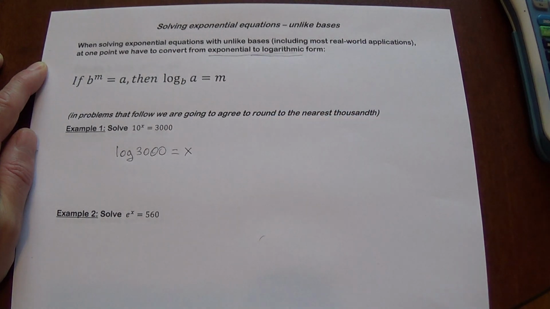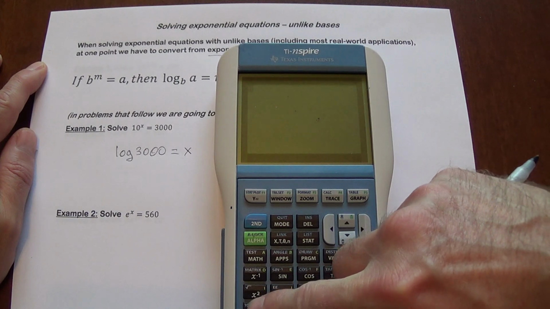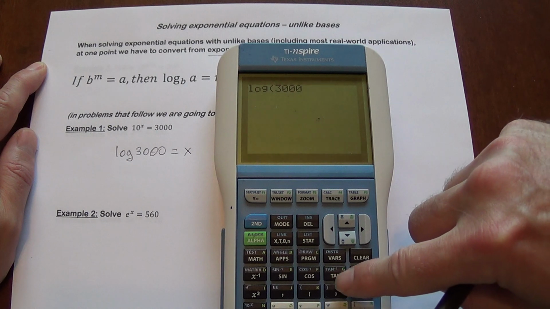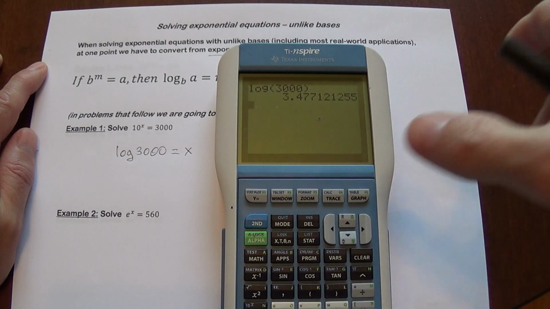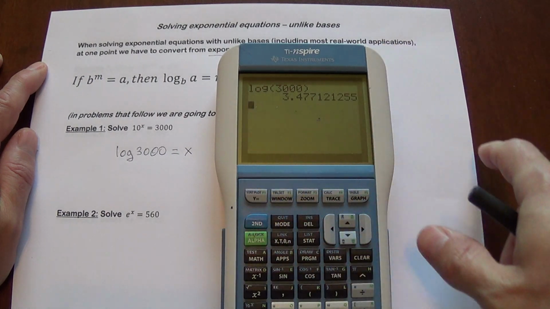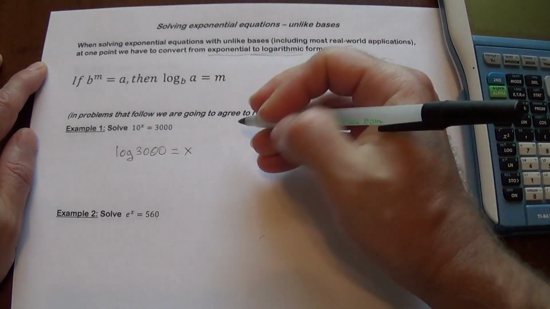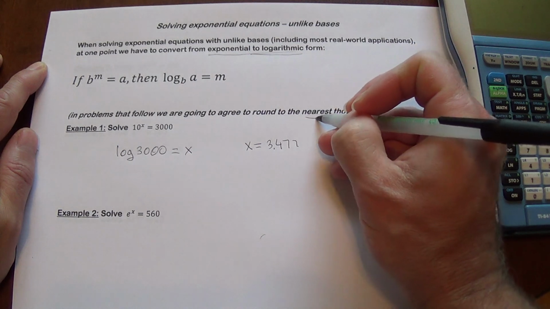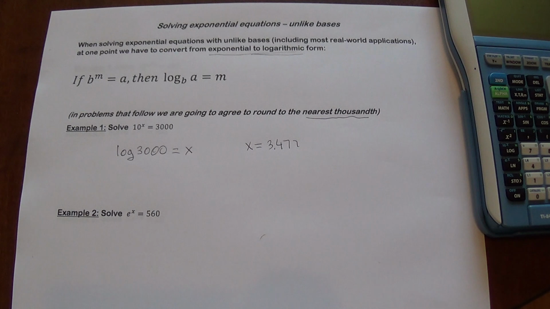And then this is a calculator question. You can't really do it. You press the log key, type in 3000, and we get this number. I did put as instructions here that we are going to round to the nearest thousandth, so it's going to be 3.477. So then x equals 3.477. We are going to follow this, but you're going to have to go with the instructions for your particular problem, what it may say, but this is my instruction.